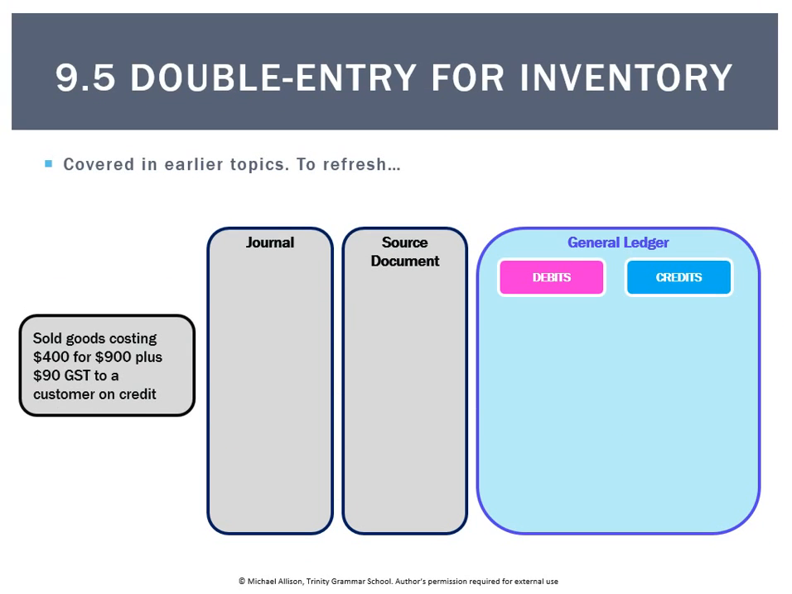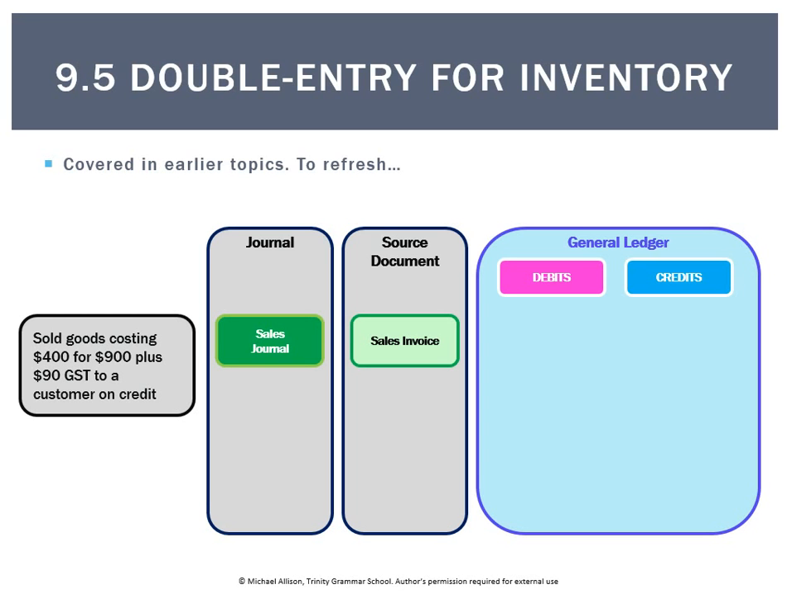Looking at a similar transaction, in this case the goods cost $400, the sale's $900. One difference is this transaction or sale has been made on credit. So credit sales are made or recorded in the sales journal. The source document is not a cash receipt, it'll be a sales invoice. Then our debits and credits will be slightly different.